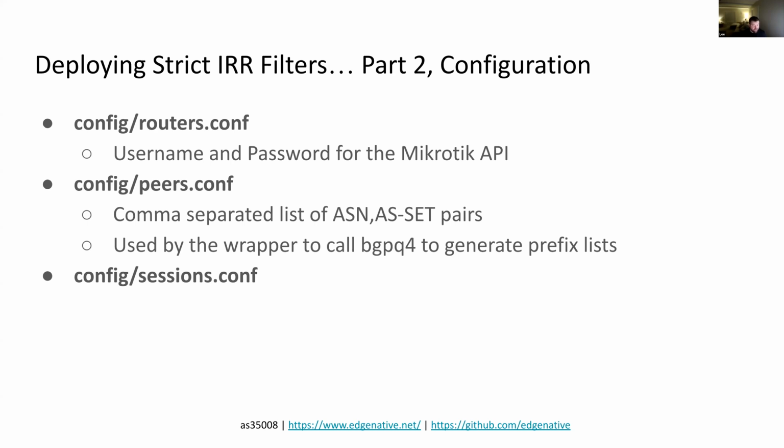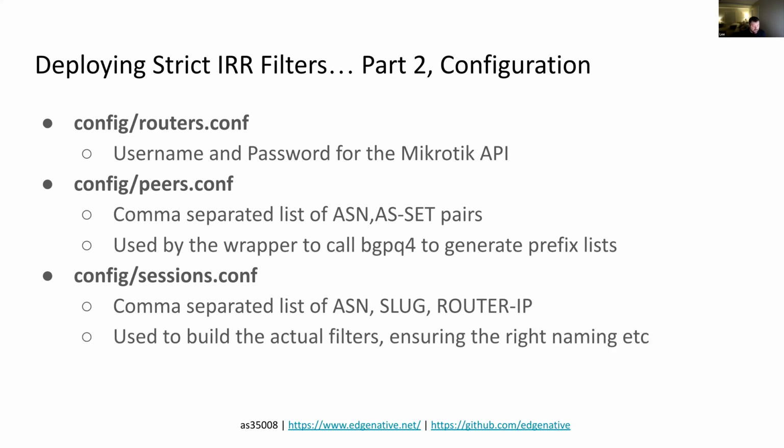The next one's sessions.conf. This is essentially a comma-separated list of ASN, slug, and router IP. And we'll talk about what the slug is later on in this presentation. This is used to build the actual filters. It ensures the right naming of them, ensures the policy chaining, etc. is all set up in the right way.